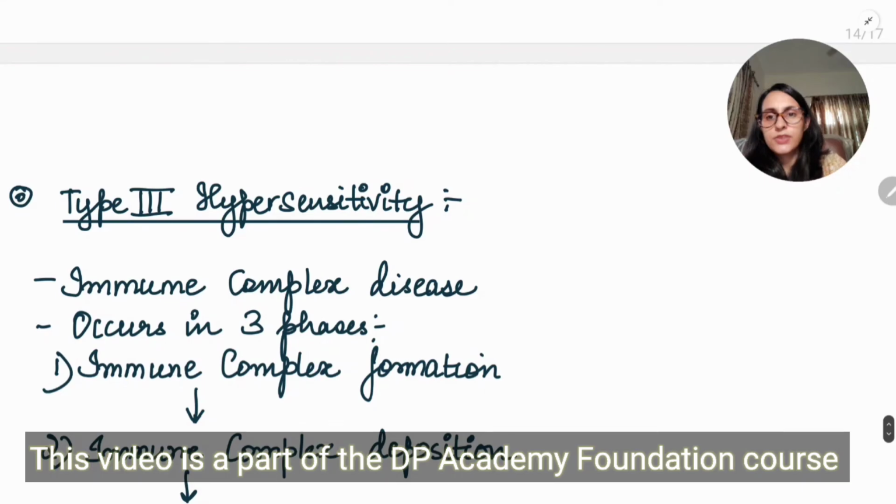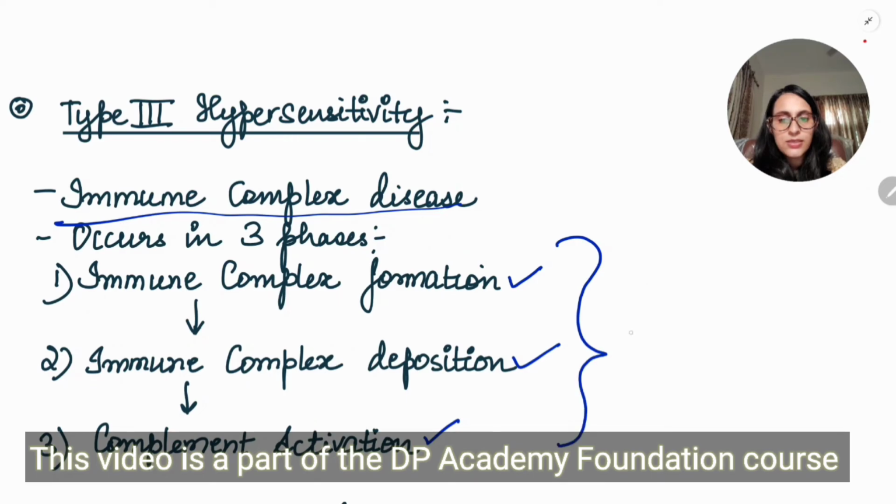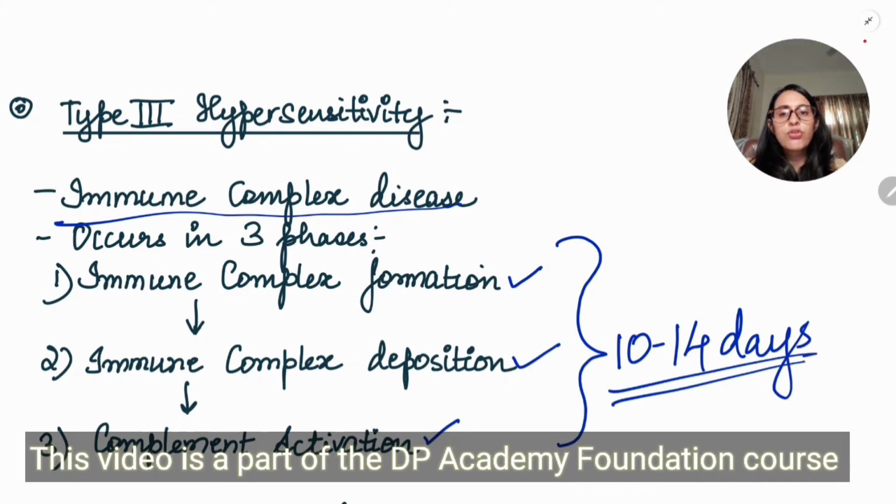Coming to type 3 hypersensitivity, this is also antibody mediated. If you can recall, 1, 2 and 3 all are antibody mediated. Type 3 hypersensitivity is an immune complex disease, which we have covered. It occurs in 3 phases: immune complex formation, immune complex deposition, and then complement activation. All three phases are completed in 10 to 14 days.